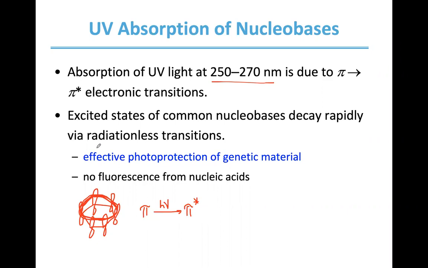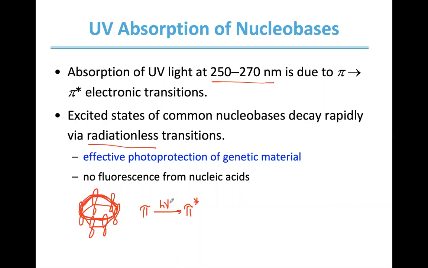And then it undergoes what's known as radiationless transitions, right? So mostly probably thermal. This will move a little bit more, and then the energy will be released as heat without damaging any of the bonds. So this will protect DNA from the harmful UV light.